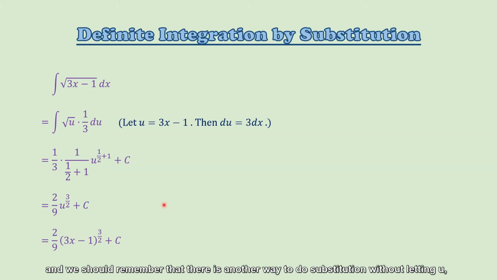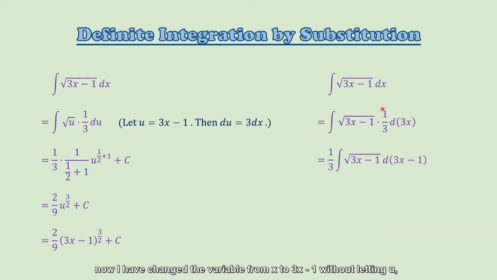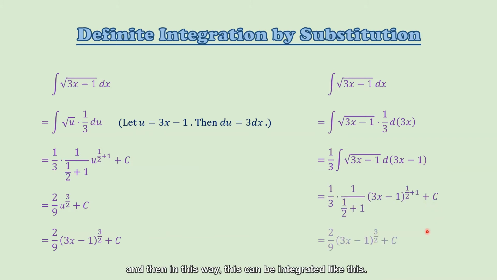And we should remember that there is another way to do substitution without letting u, by applying the properties of differential. By rewriting the differential like this, now I have changed the variable from x to 3x minus 1 without letting u. And then in this way, this can be integrated like this. If you can understand how to do indefinite integration by substitution, now we can proceed to talk about definite integration.